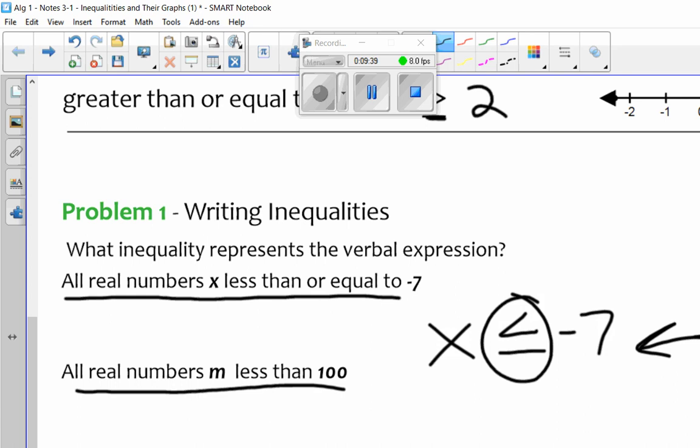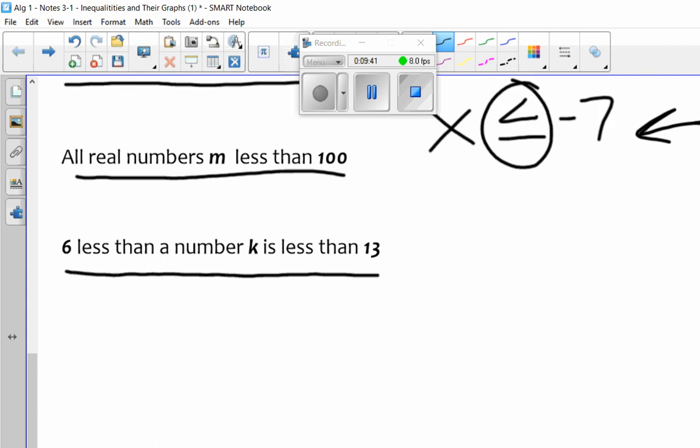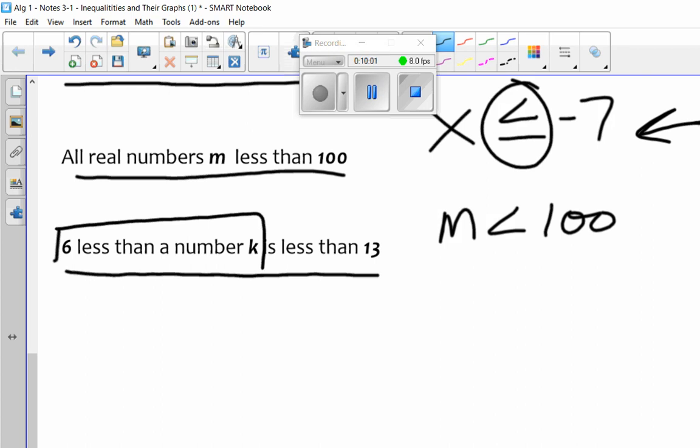Next one, m is less than 100, so m is now my variable. Less than, and my value is 100. Well, this one gets a little bit tricky. We got less than actually being said twice. This first part takes us back to chapter 1.